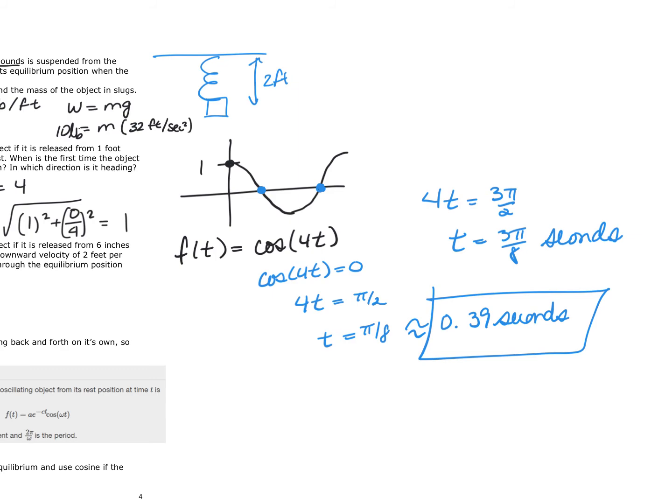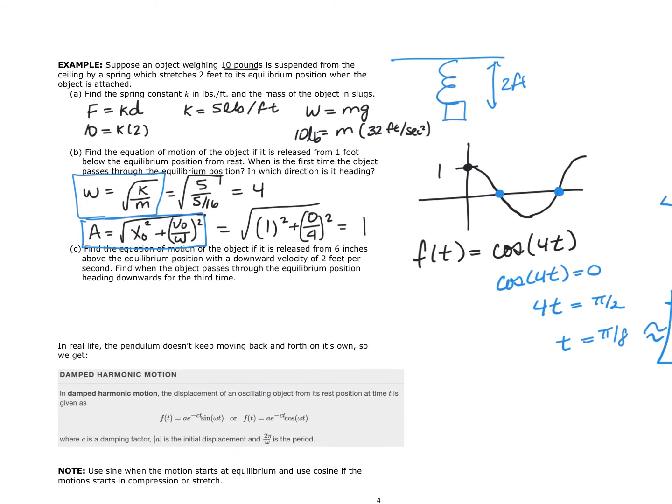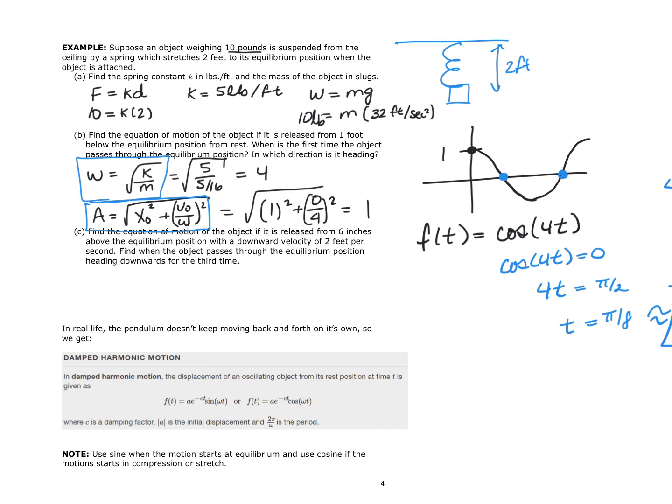So those are the two times that it happens. Find the equation of motion of the object when it's released 6 inches above the equilibrium position with a downward velocity of 2 feet per second. We want to find when the object passes through the equilibrium position for the third time.